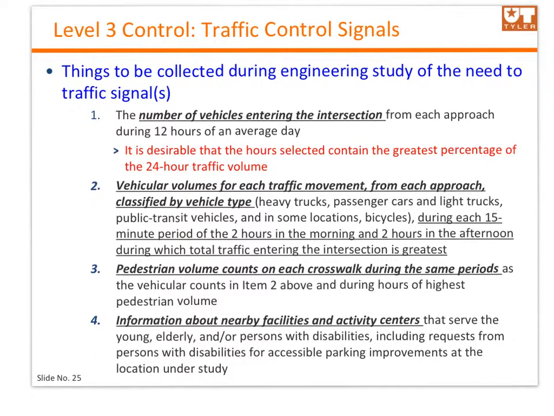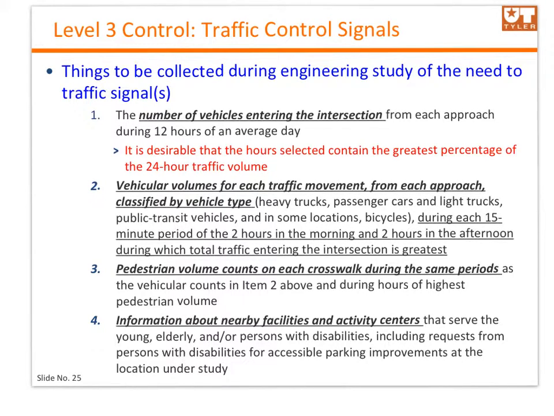While you are doing this engineering study, you also need the vehicular volumes for each traffic movement, for each approach, as well as classified by vehicle type. So we need to know how many heavy trucks, passenger cars, light trucks, public transit vehicles, and in some locations even bicycles you observe. That information needs to be collected during each 15-minute period of the 2 hours in the morning and 2 hours in the afternoon, during which the total traffic entering the intersection is the greatest.